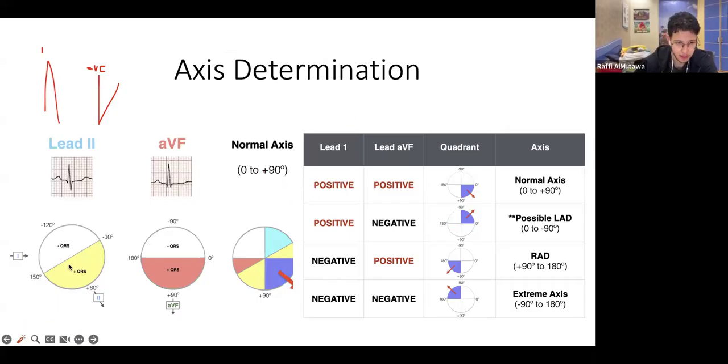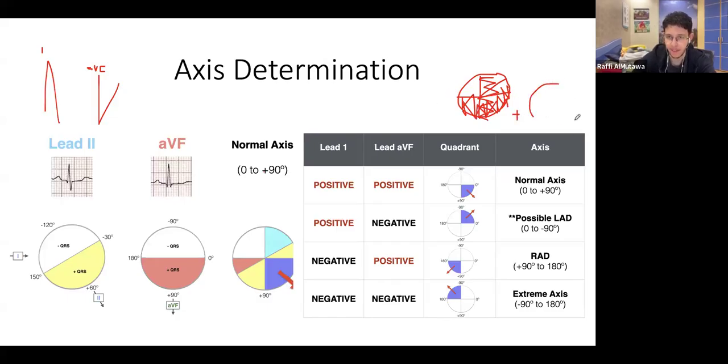Okay, let me draw a circle for you, just to keep it simple. Normally, I'm going to draw this. Basically we have this over here. When we say lead 1 is positive, it takes up this part of the pie. When we say lead AVF is positive, it takes up this part of the pie. And when we say lead 2 is positive, it takes up this part of the pie. So in this direction, it's positive. This is how they're normally supposed to be.